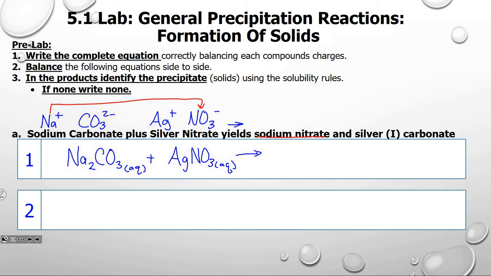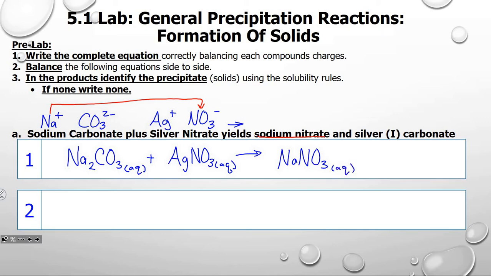Right? +1, -1, just smash them together. So NaNO3. Now I need to figure out, is it a solid or is it aqueous? So I go back to my rules. NAG. Nitrates. Yeah, it's there. Because nitrates are there, it's soluble. I don't have to go any farther. But this one also has group 1 metals, which is the G on NAG. So this one is aqueous because it is soluble.